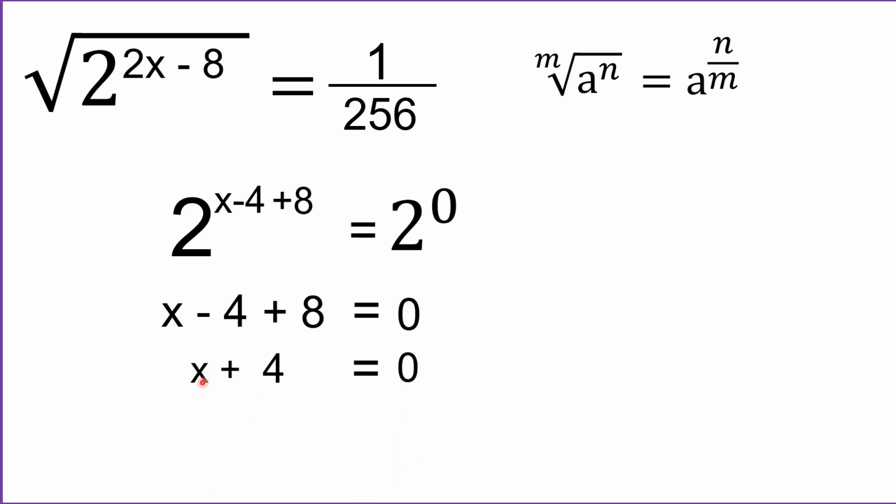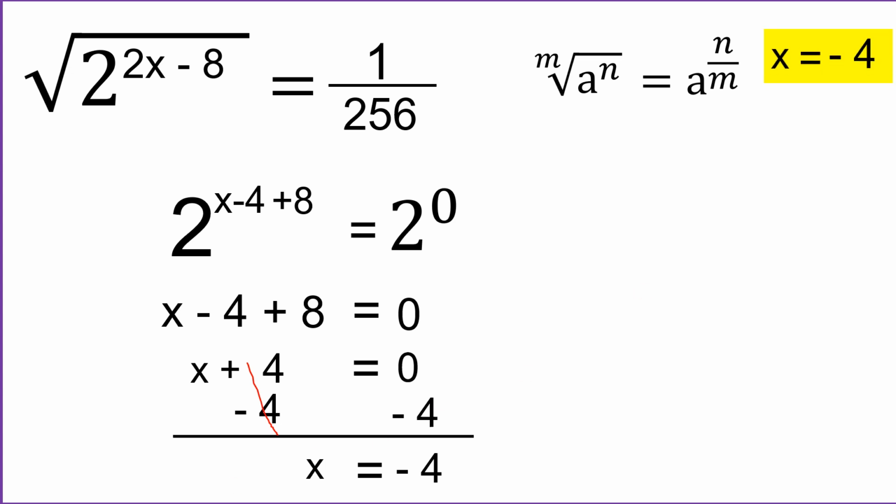Then simplify to solve for x. This is plus 4, so minus 4, then minus 4 on the right side. We cancel this one, so remaining here is x is equal to 0 minus 4, which is negative 4. So x is equal to negative 4. The value of x in our equation is negative 4. I'm going to write it here: x is equal to negative 4. We're going to check if our answer is correct.